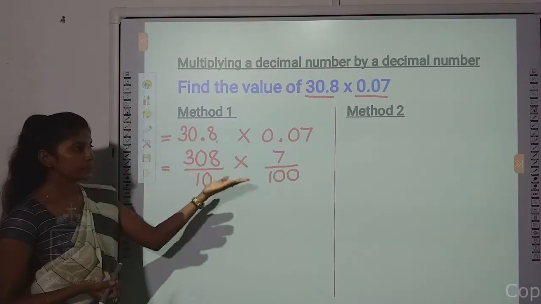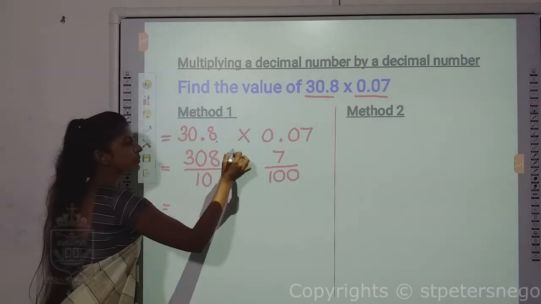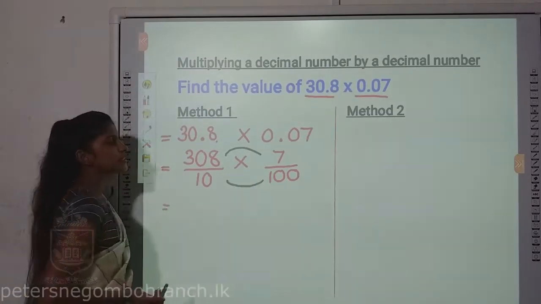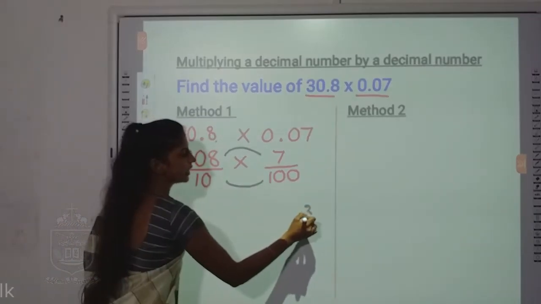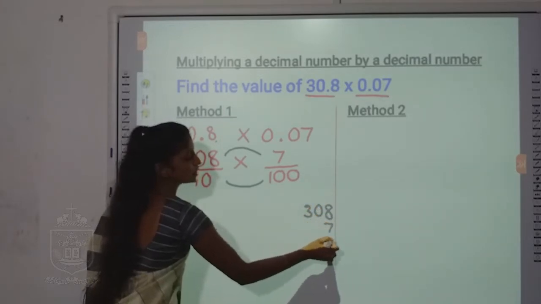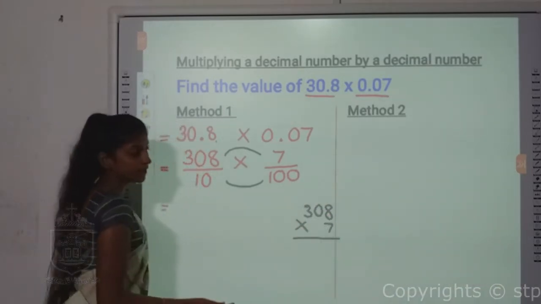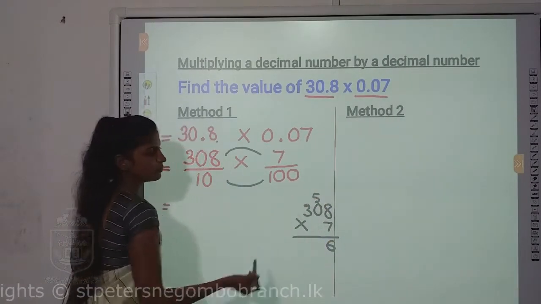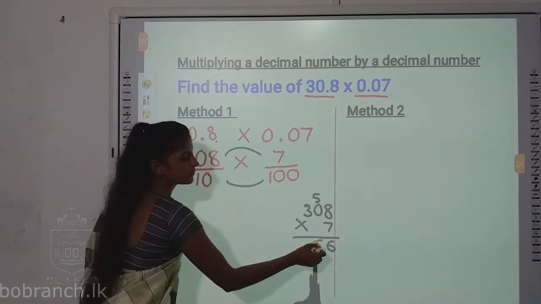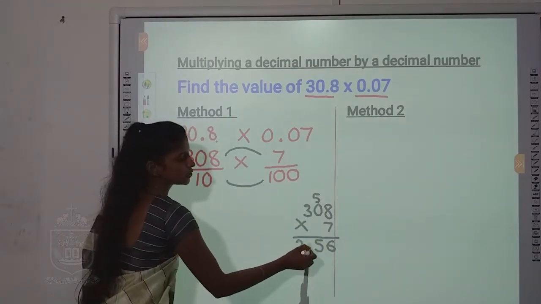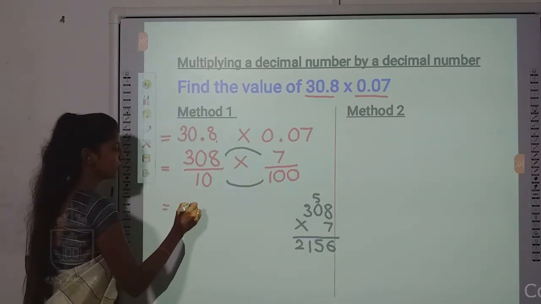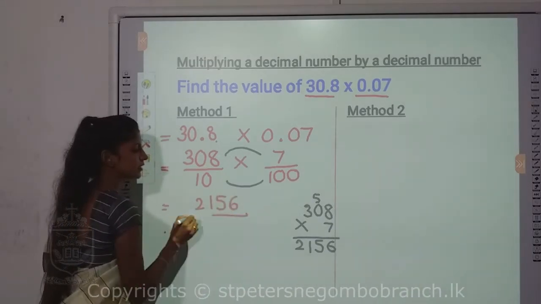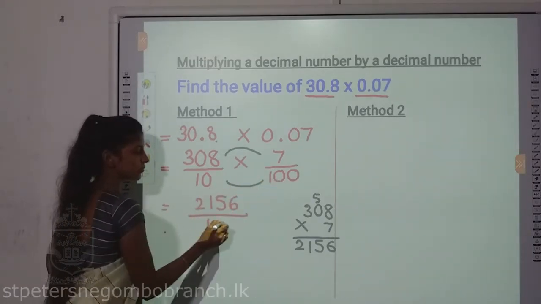Okay, so now you all can multiply. Okay, so you all can multiply the numerators and get the answers. Multiply the denominators, get the answer. So 308, let's multiply by 7. 308 multiplied by 7. So 8 times 7, 56. 5 remaining. 7 times 0, 0. 0 plus 5, 5. 7 times 3, 21. So in the numerator you will have 2156 and in the denominator you will have 1000, 3 zeros, okay, 1000.